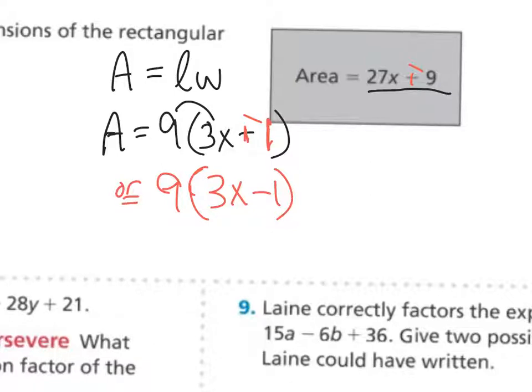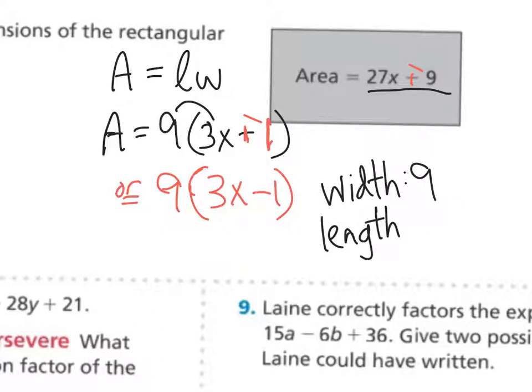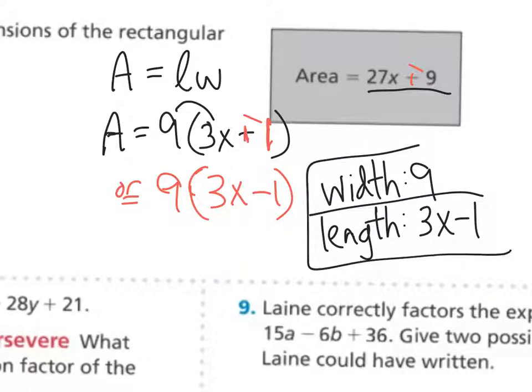Okay, now the question actually is what are the dimensions? So at that point we would actually need to say that maybe our width is 9 and our length is 3x minus 1 or 3x plus -1. Okay, just by factoring it, we haven't really answered the question about what the dimensions are.